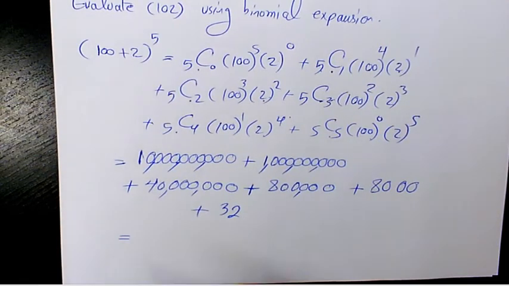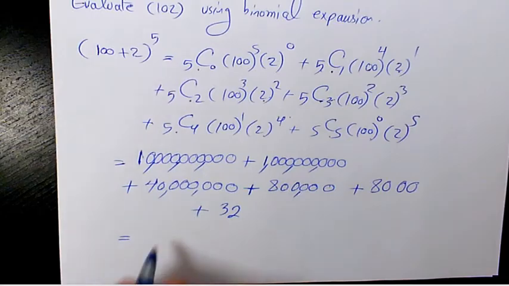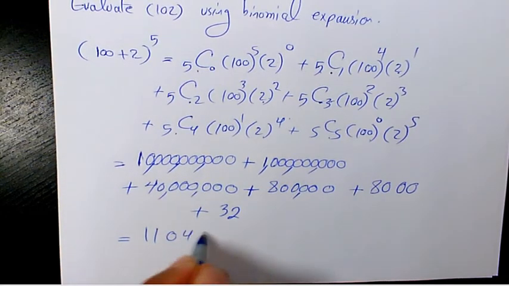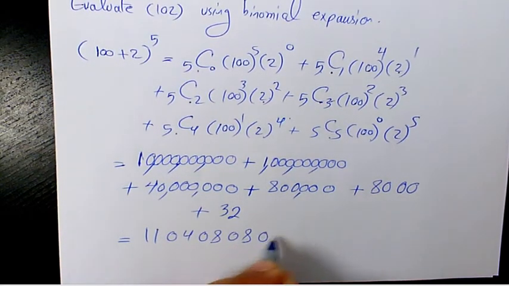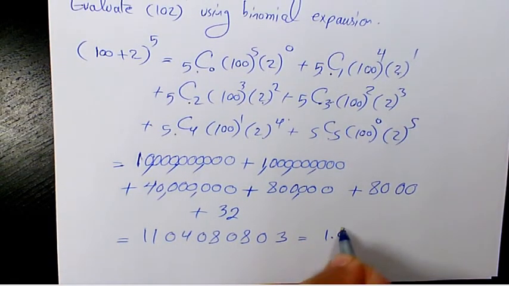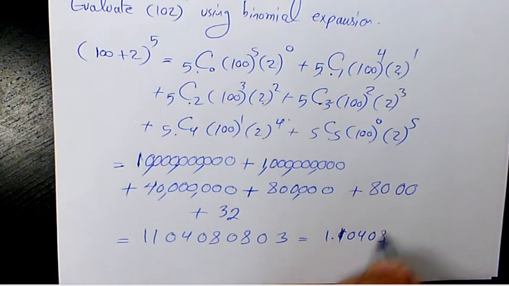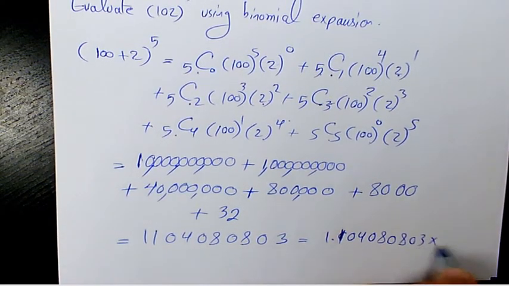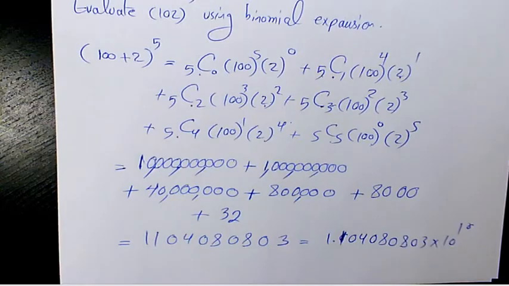So we need to add all these terms, which will be 11,040,808,03. Or we can say 1.104080803 times 10 to the power of 10. That's going to be the answer to this expansion question.